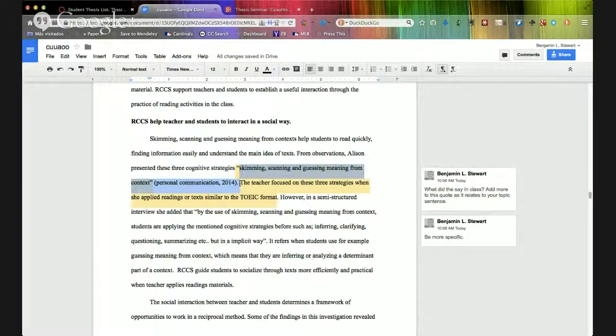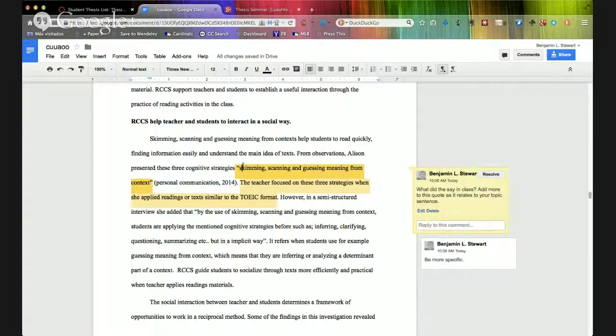Tal vez no es necesario, no sé. Tienes este quote aquí. ¿Por qué necesitas este? Pues no sé, I need to organize. Okay. Y no estoy diciendo que siempre viene primero el mejor.